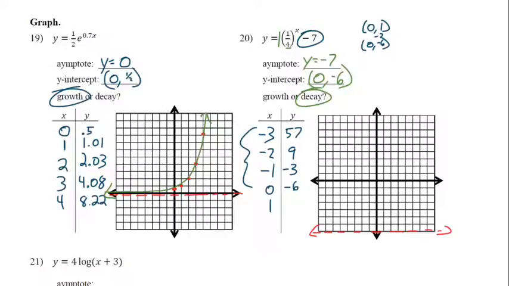-3, 57. -2, 9. I don't know if there's 9. 1, 2, 3, 4, 5, 6, 7, 8, 9. Ooh, there is 9 of them up there. Again, barely enough. -1, -3. That's down, Robert, not up. 0, -6. And then 1, -6.75. I'm right up there. Well, that's 6 3/4.